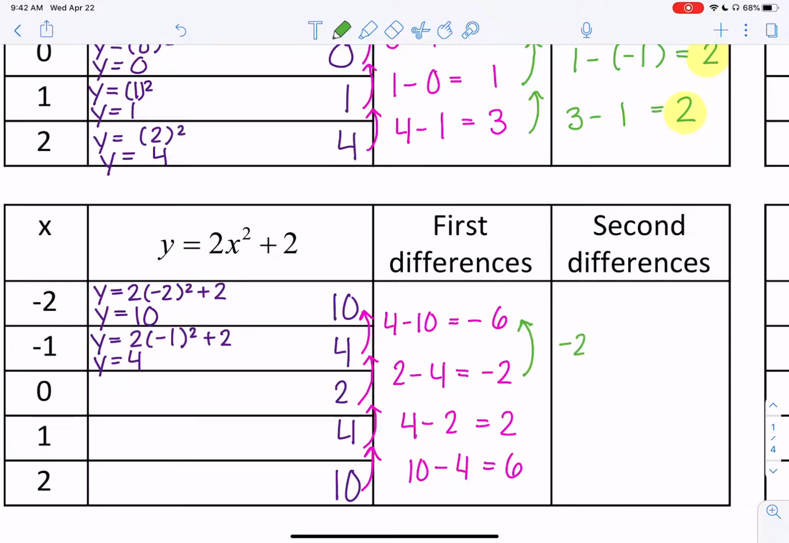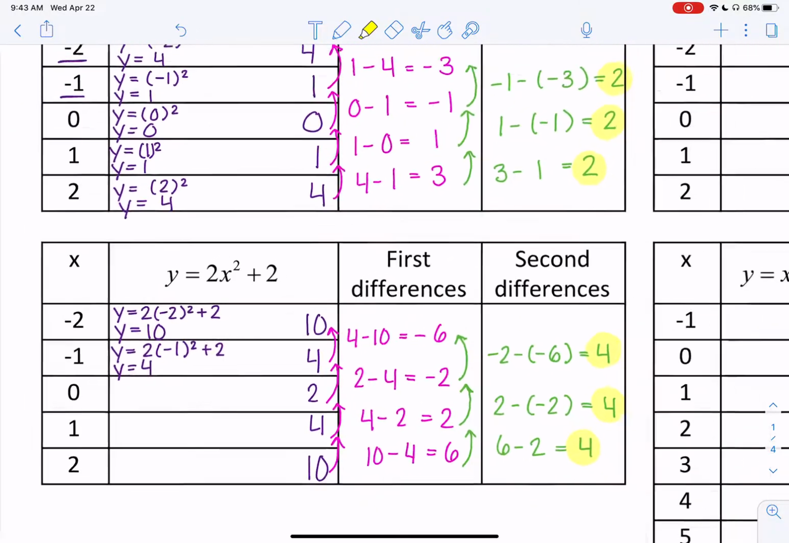-2 minus -6 gives us 4. 2 minus -2 also gives us 4. And then we have 6 minus 2, which also gives us 4. So what I've noticed here is I have matching second differences again. What I want you to do is quickly try the other two. Pause the video, give them a try, and then come back and check your answers.